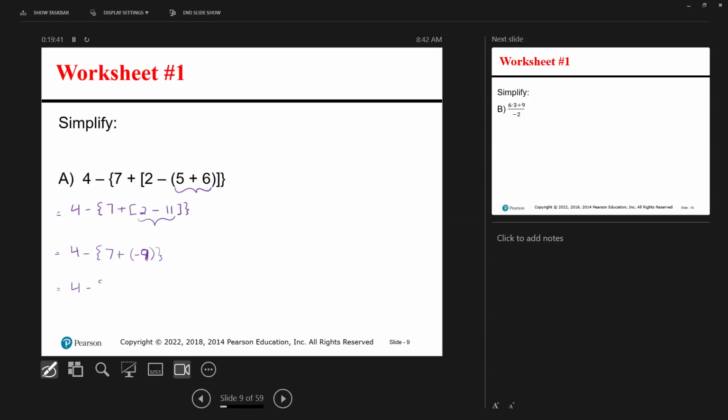So 4 minus my brace. And now my next group here is just the 7 plus the -9. So that is -2. So now what we have here is 4 minus -2. Hopefully you've seen this before. This just means that I can change this to 4 plus 2 if you wanted to make that little step there, which is then going to be equal to 6.